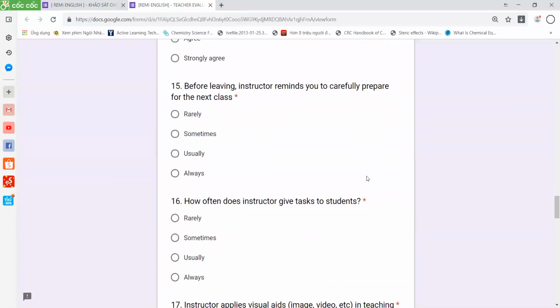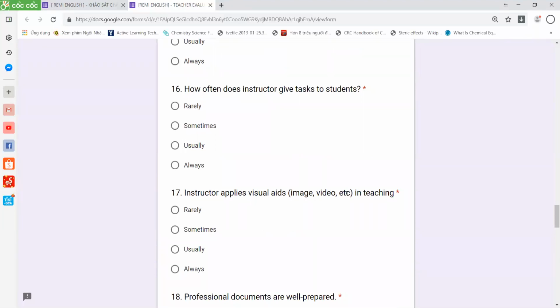Before leaving, instructor reminds you to carefully prepare for the next class. Well, of course, before you go to class, you have to prepare the lesson first, to make the learning sessions more effective and more efficient.